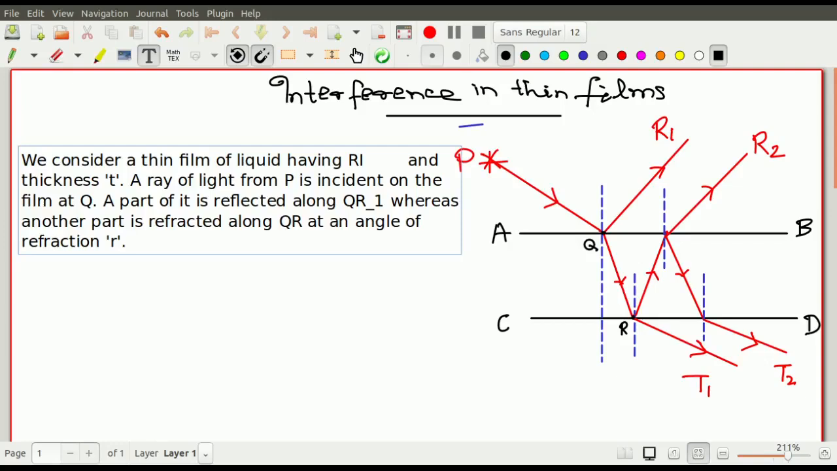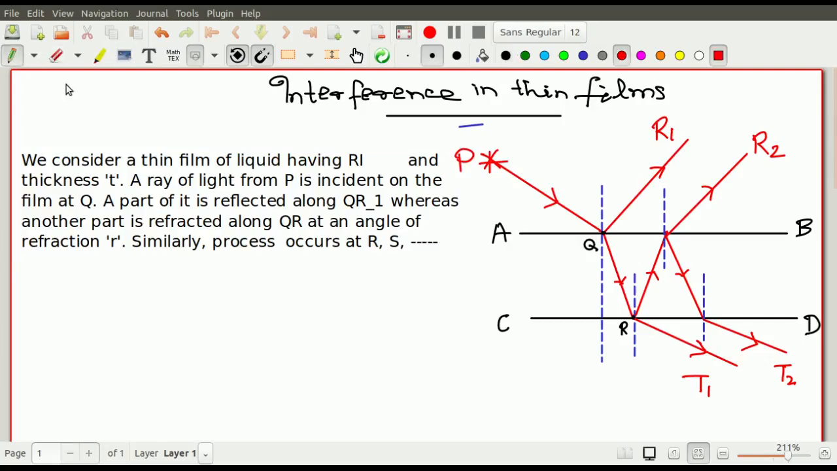Similar processes will occur at R, S and so on. So if you consider other points, then it will be repeated. S মানে এই পয়েন্টটা হচ্ছে S, this point is my S. Okay, so similar processes will be repeated at Q, R, S and so on. So এই একই ধরনের process.